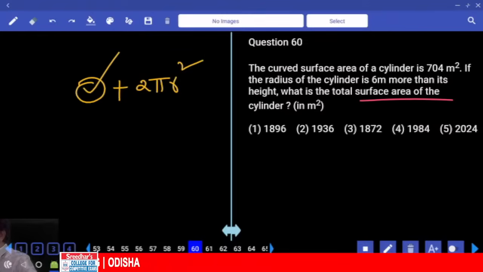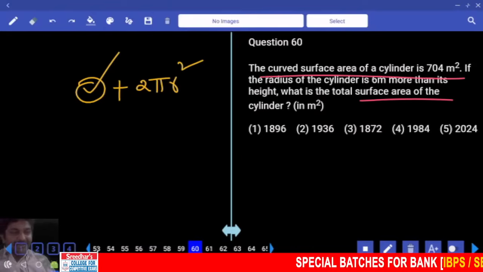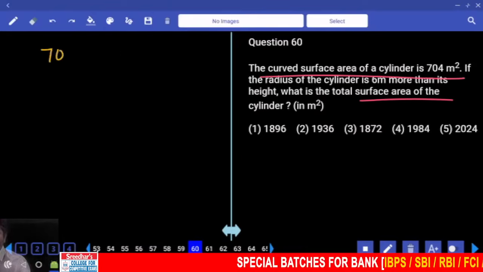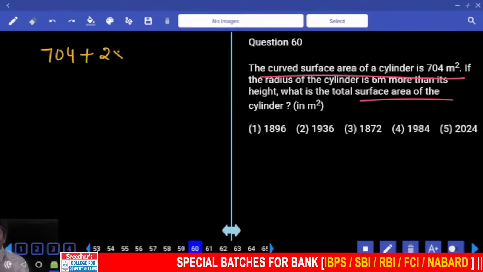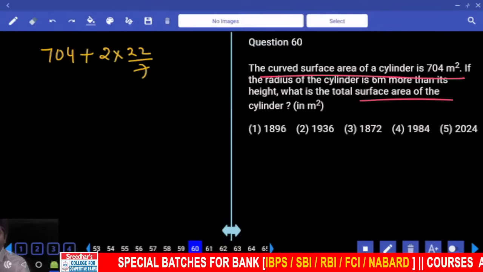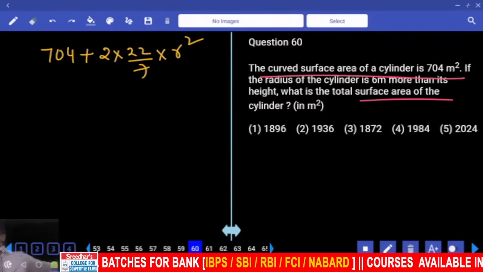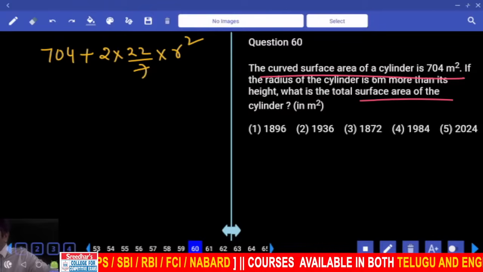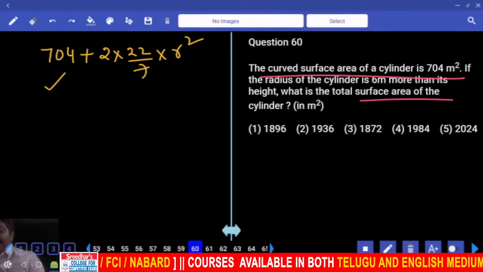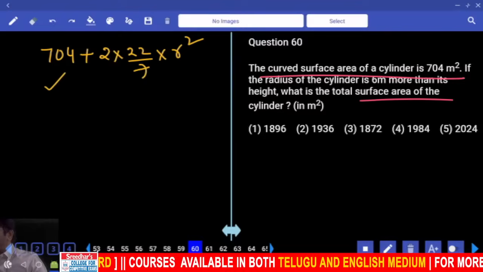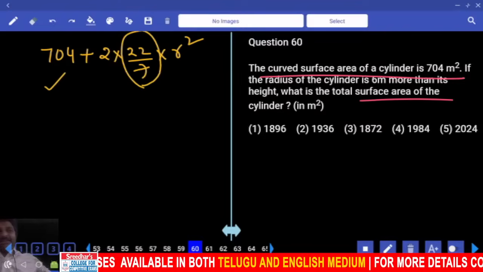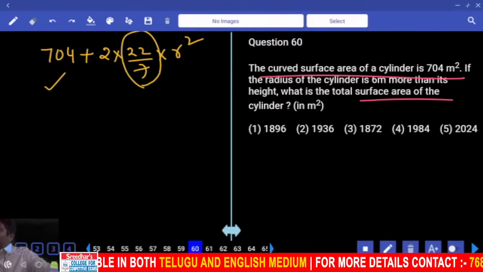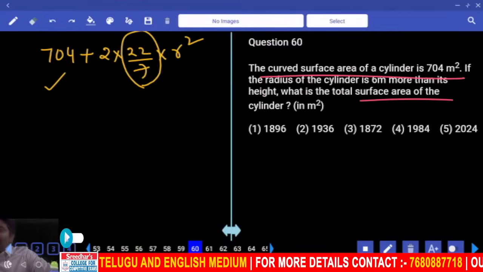First number is already there. What is that? Curved surface area. That itself is there in the first number, right? Curved surface area is 704. To this we have to add 2 pi r square. So what is required now? R value. If you know R value, you can substitute. Yes? Is this an 11 multiple? Because pi is involved here, the other number is also an 11 multiple. Sum should be an 11 multiple.